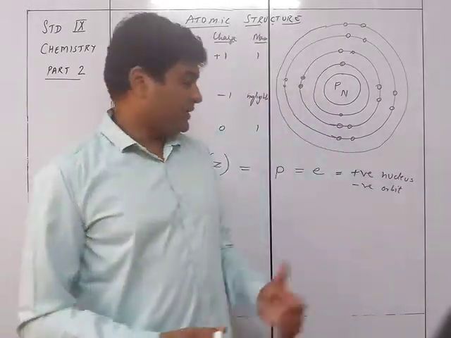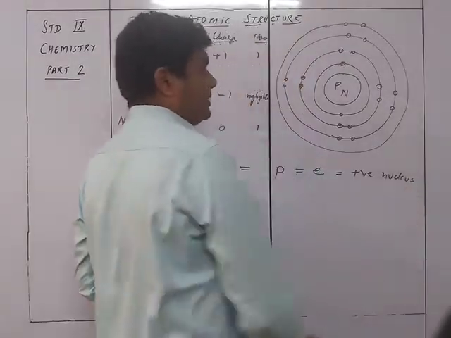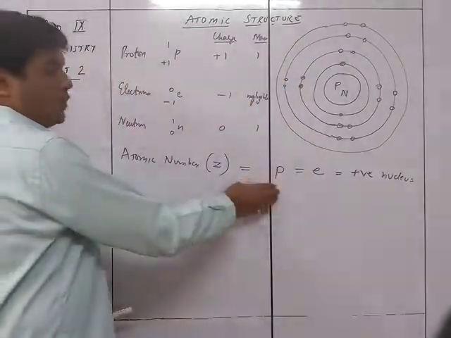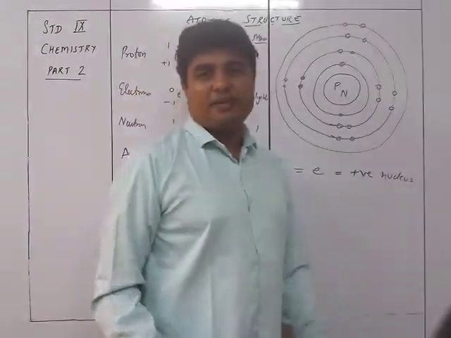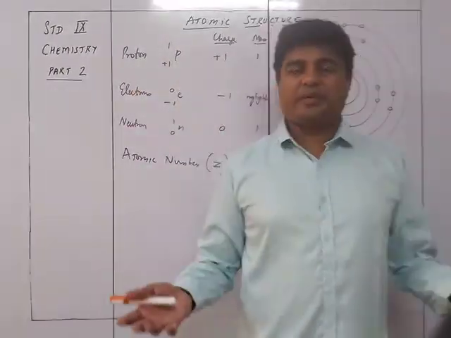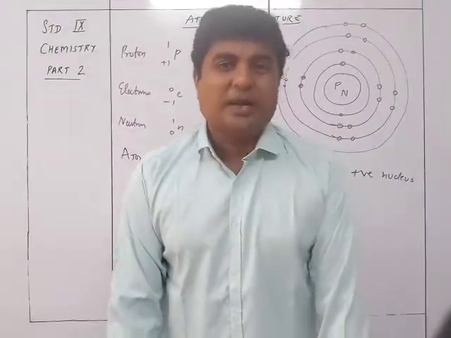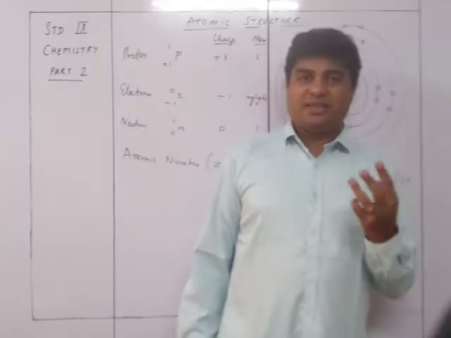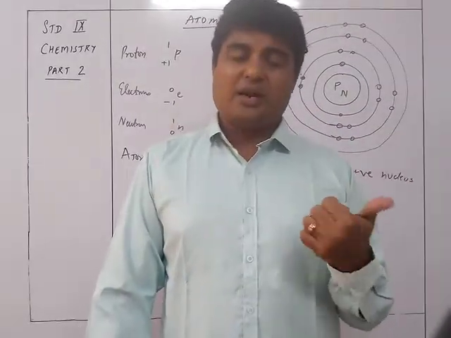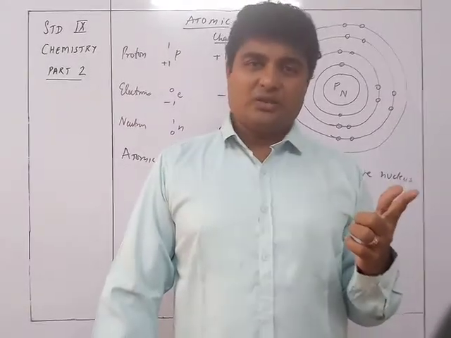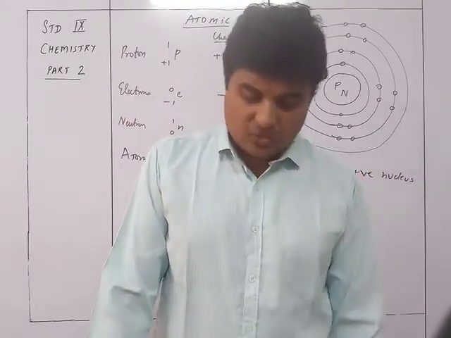So the positive charge in the nucleus, we will take the atomic number. The atomic number can be equal to the protons in the nucleus, the electrons in the orbit, or the positive charge present in the nucleus. A positive charge in the nucleus is nothing but the number of protons. So accordingly, you can find out the atomic number by these three things: the number of protons, the number of electrons in the orbits, or the number of positive charge present in the nucleus.